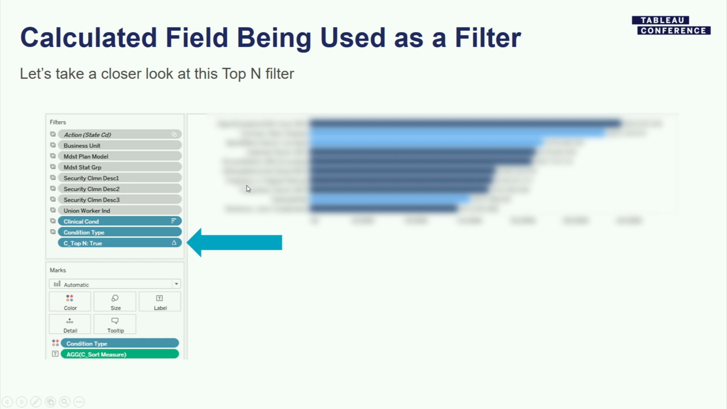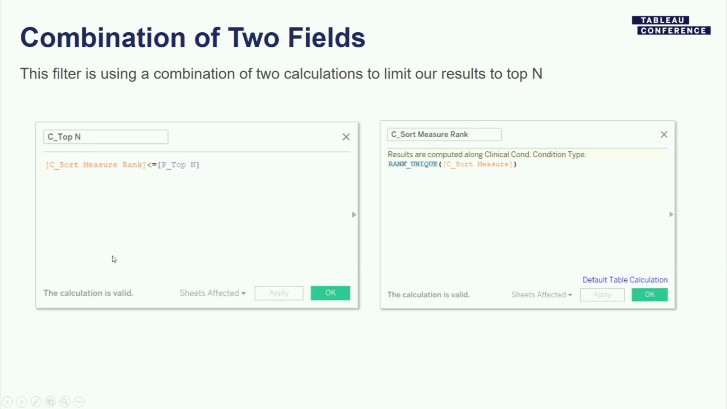Now we also see that one of those filters that I kept earlier was to limit the results to top 10. This is C top N is true. Let's take a look at that. It's using a calculated field that says the measure rank is less than or equal to the parameter top N, which in this case is 10. What is measure rank? It's doing a rank unique of the sort measure. We can accomplish the exact same thing by using a set rather than a calculated field.